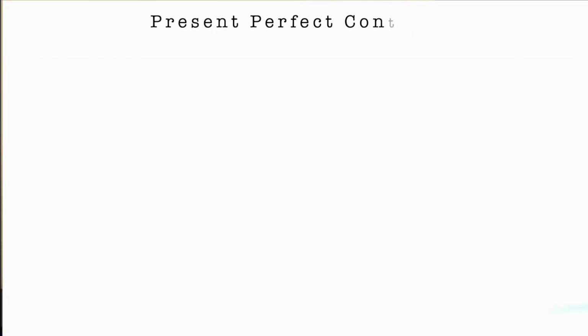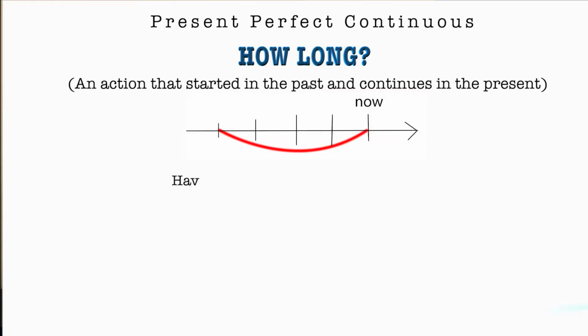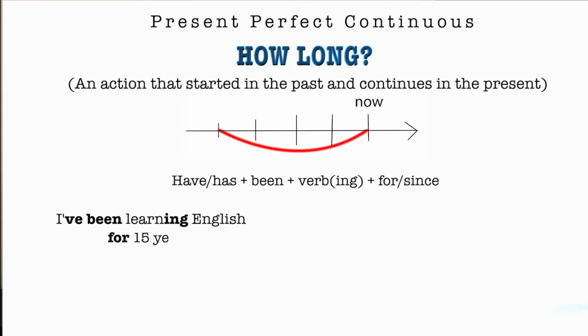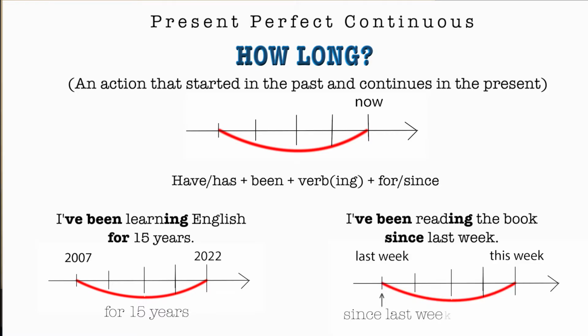So when we talk about the duration of something, how long, we use have or has plus been plus a verb with an ing form plus for or since to show the time. Has when it's about he, she or it. So, how long have you been learning English? Personally, I've been learning English for 15 years. How long have you been reading this book? I've been reading it since last week.